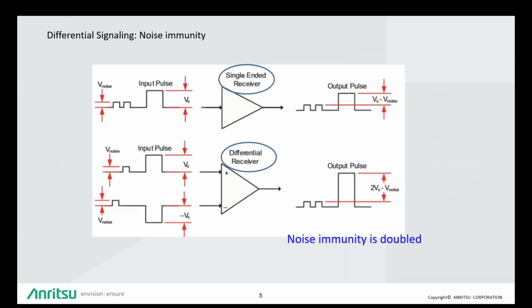You can see here that you have some noise on the single-ended receiver, and you have noise on each arm of the differential circuit. And you can see that in terms of the noise immunity at the end of the single-ended receiver, you have Vs minus V noise. And when I say the noise immunity is doubled, you can see it's 2 Vs minus V noise on the differential system. That's why the noise immunity has actually doubled.